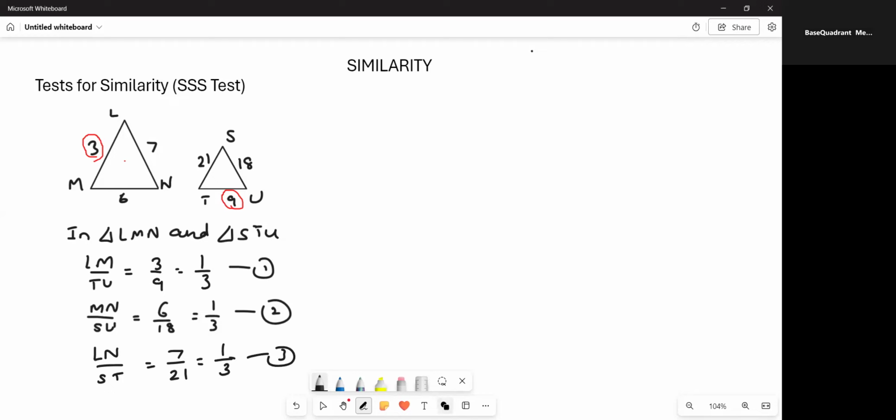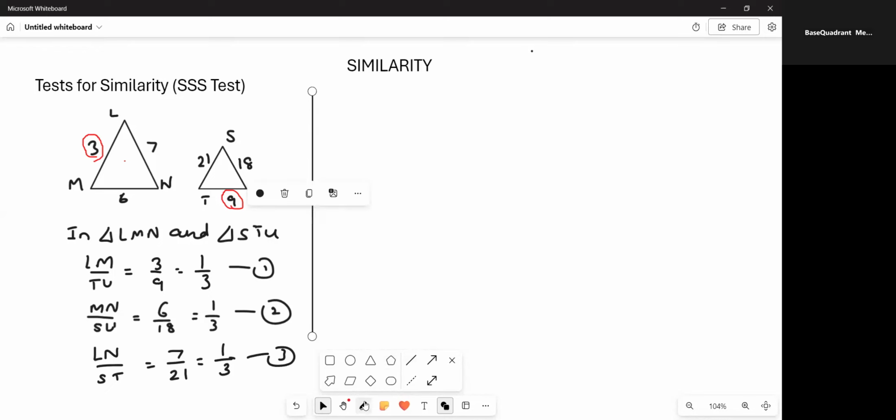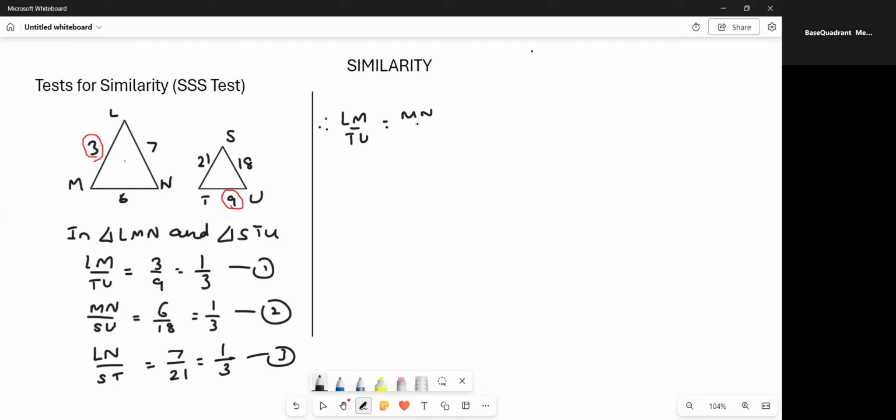Now, from the three equations, what do you see? The three ratios are equal because each of them is 1 upon 3. So each of these three ratios are equal, right? Therefore, LM upon TU is equal to MN upon SU is equal to LN upon ST, from the three equations.